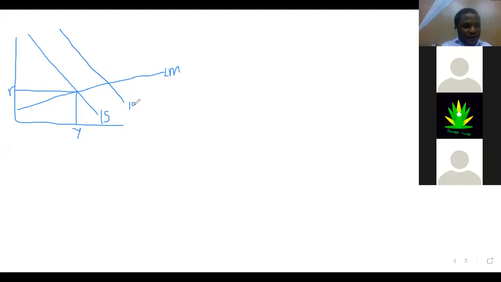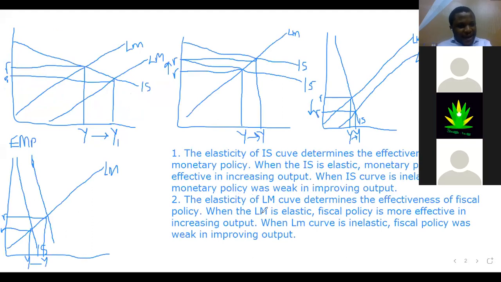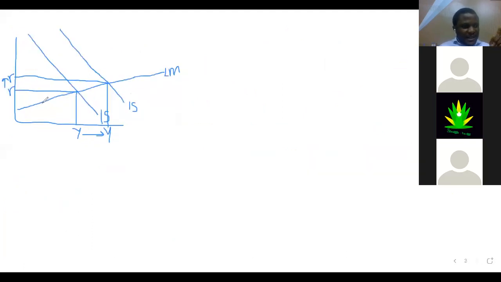Now, let's take up an expansionary fiscal policy. And look at what happens. Look at how Y increased. Oh, sorry. Let me draw it in a perfect way. And look at how R increased. You see, that fulfills our condition that when LM is elastic, fiscal policy is more effective in increasing output. You can see it. When LM is elastic, fiscal policy is more what? Effective. Look at the increase in output. Compare that to the increase in interest rates.